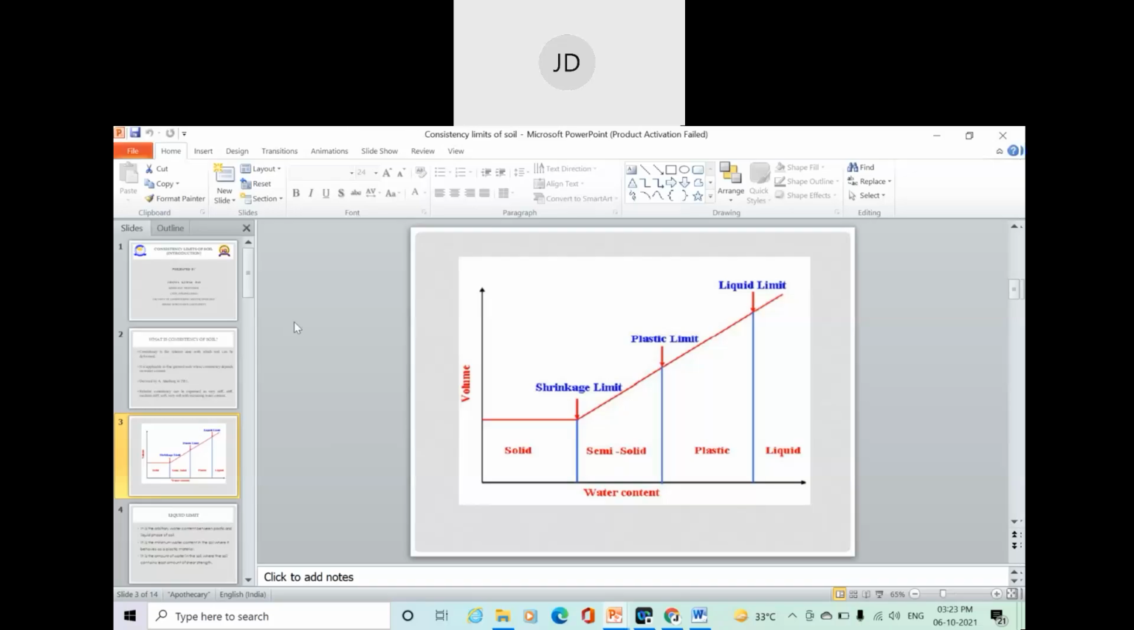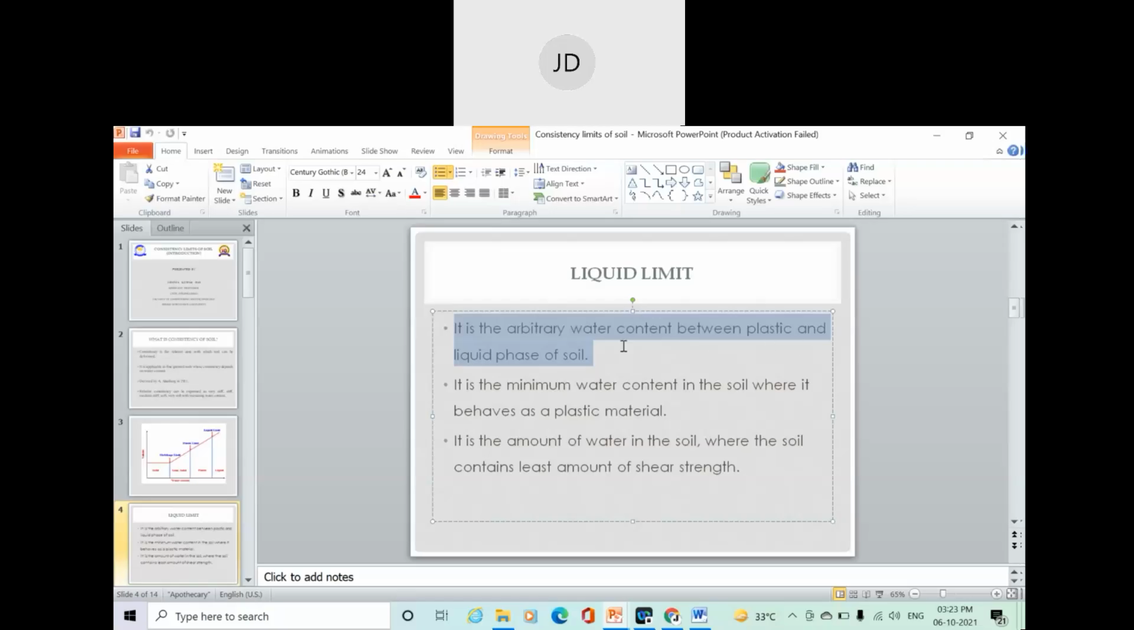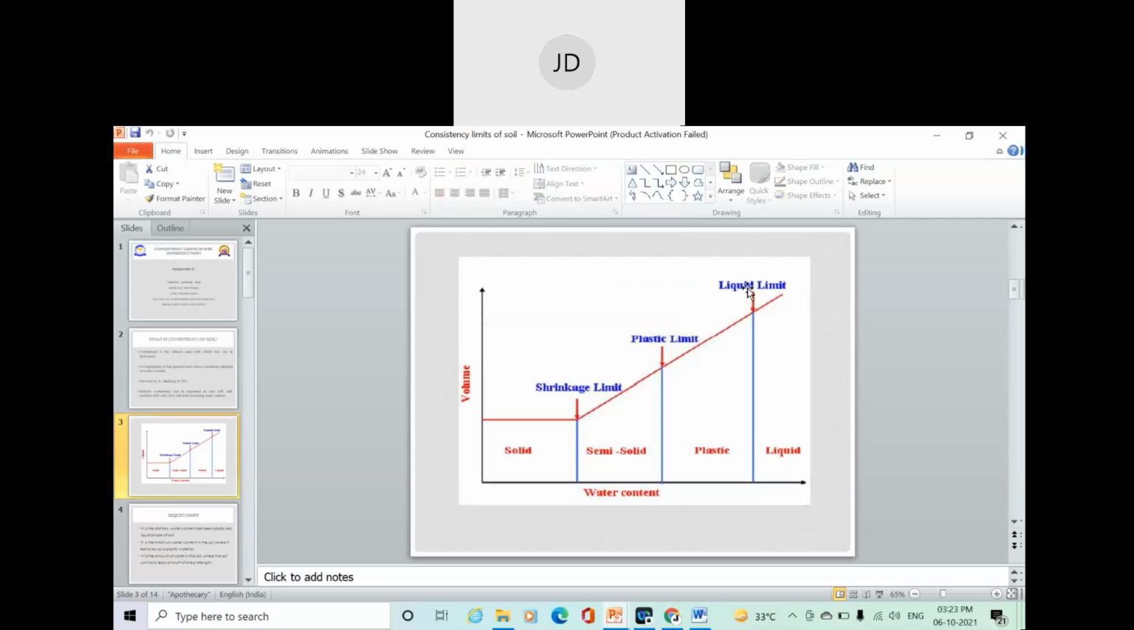Okay, anyway, so now let's come to the first, the liquid limit. What is the basic definition of liquid limit? It is the Atterberg water content between the plastic and liquid phase of soil. It is already known from the graph. So liquid limit is the moisture content between liquid and plastic state.